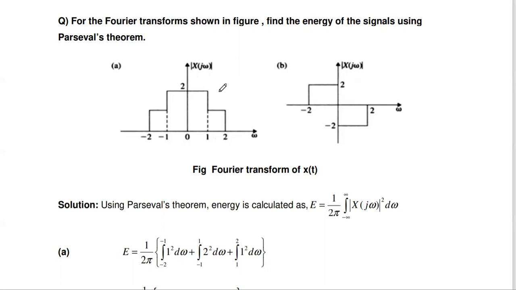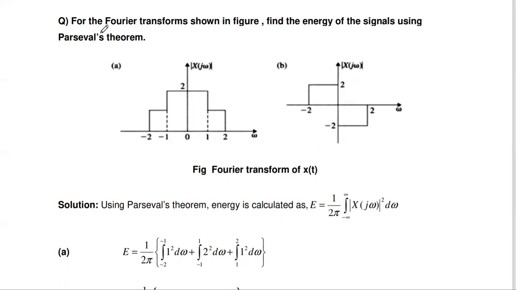If we know the Fourier transform of the particular signal x of t, that is capital X of j omega, we may calculate the energy of the signal in terms of the Fourier transform. That theorem we call Parseval's theorem. Now using that theorem we are going to solve one problem.